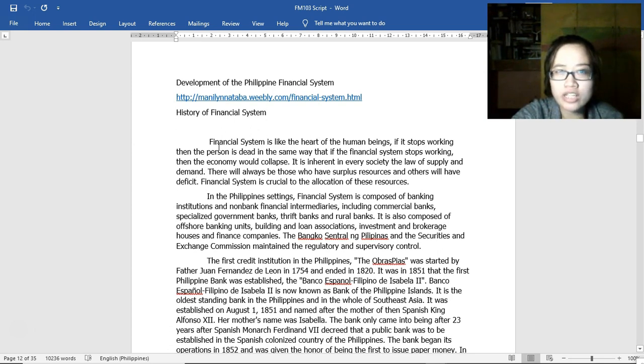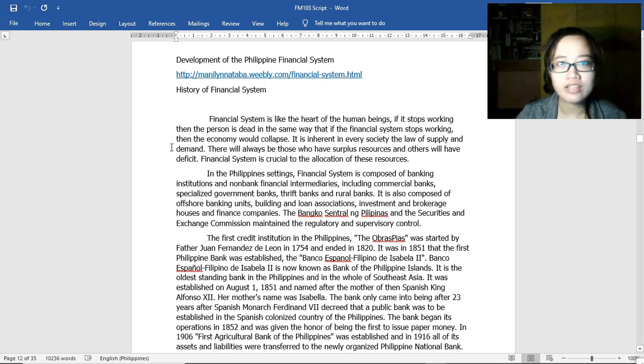So I have here an article from Manilin and Ataba, I think. Not sure if I pronounced that or if I read that properly. Anyway, so we have here the history of the financial system. Financial system is like the heart of human beings. If it stops working, then the person is dead. In the same way, if the financial system stops working, then the company would collapse.